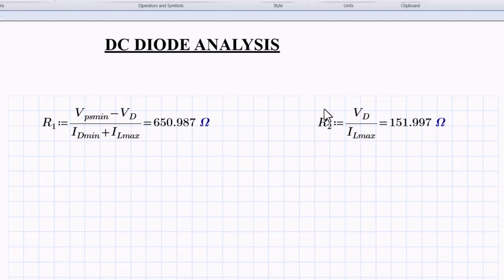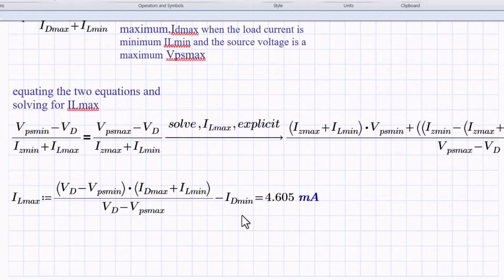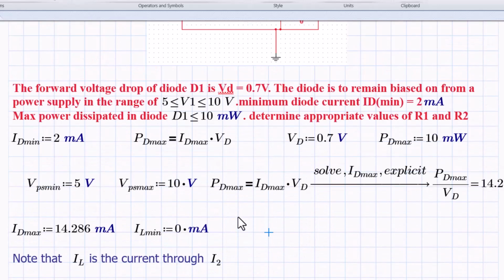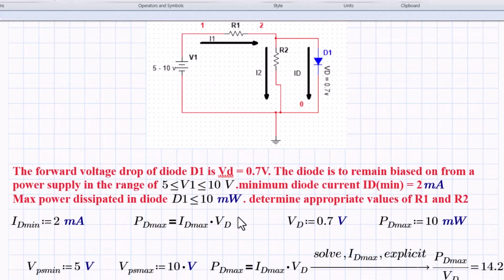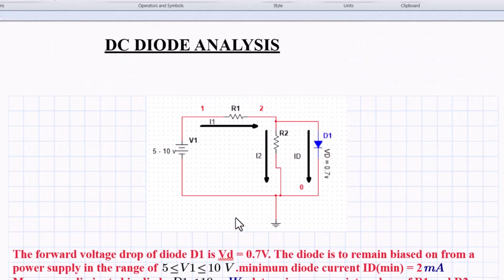So I got 650.987 ohms. Then for R2, I got the voltage drop divided by the maximum current, which gives me 151.997 ohms. So that is my solution. I'm going to simulate it next using Multisim from National Instruments.